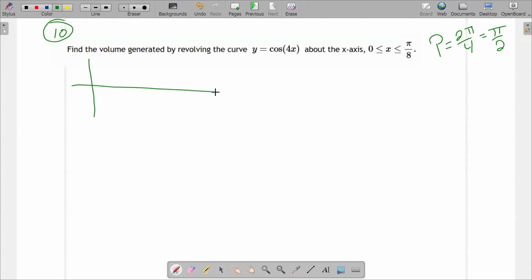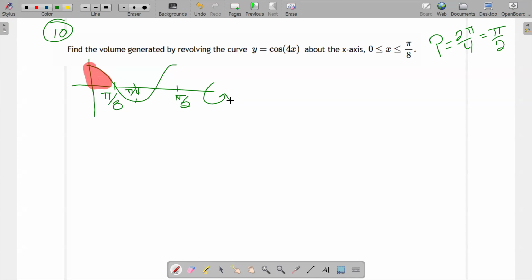So the graph of this: cosine starts at 1 and then drops down and completes 1 period to here. That would be pi over 2 to there. Halfway, this bottom right there should happen at pi over 4. And then this root right there should be halfway again, which should be pi over 8. So I'm pretty sure that this section right here is what I'm revolving, and we'll double check that in Desmos. And I'm going to revolve that about the x-axis.